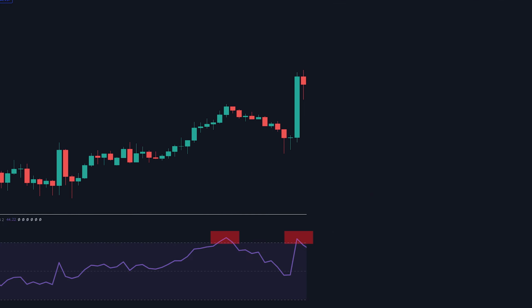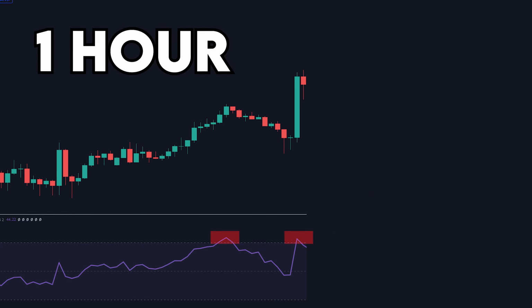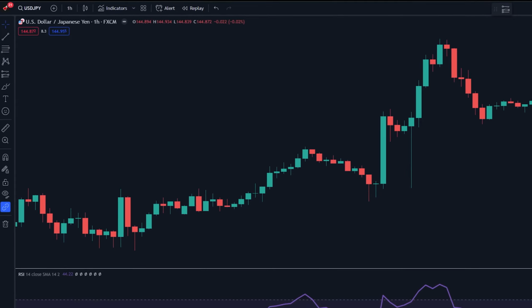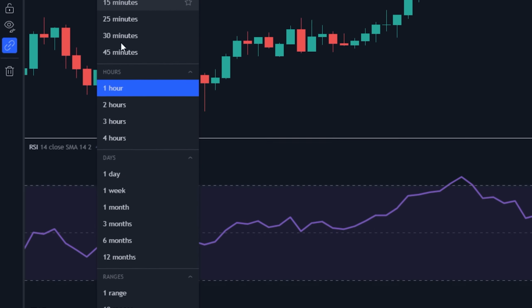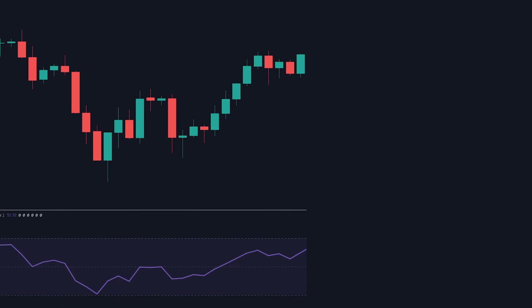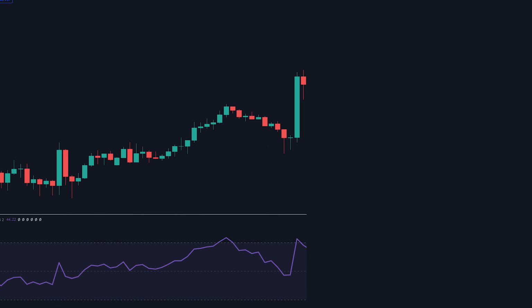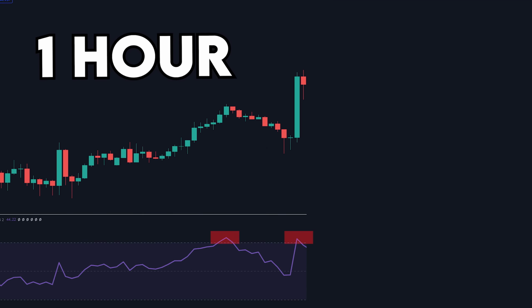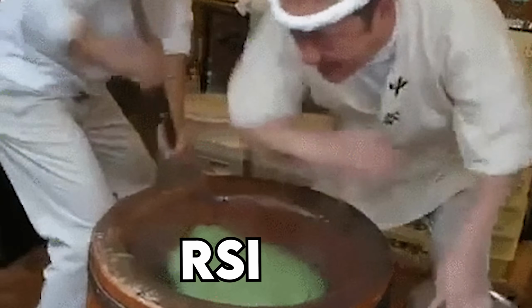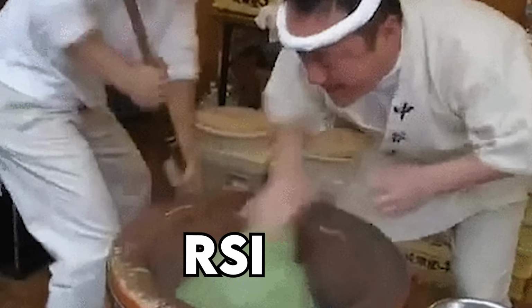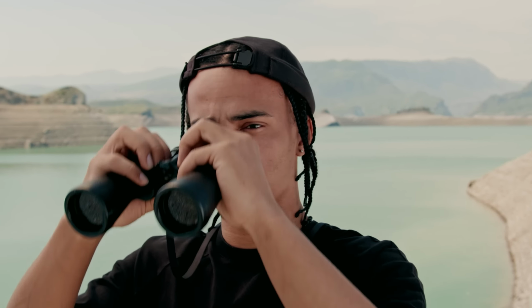For example, here this chart on the hourly time frame gave us 2 signals. So we're also going to check the RSI on the daily time frame and see what the signals are on that. As you can see here, we have 0 signals. So we wouldn't enter any of these trades because we don't have any confirmation on the higher time frame. So now that we've created a process to raise the quality of these signals, how can we use this to spot some great trades?